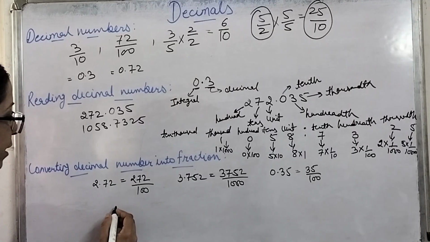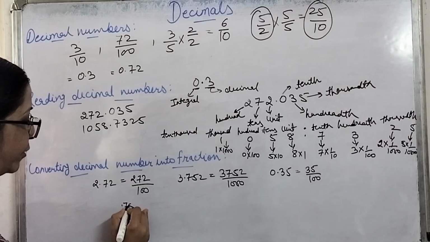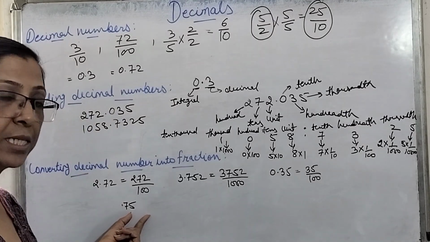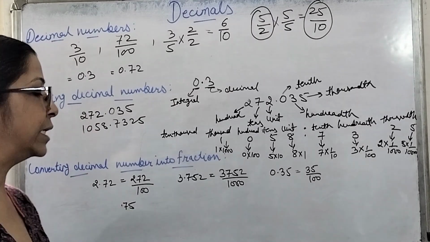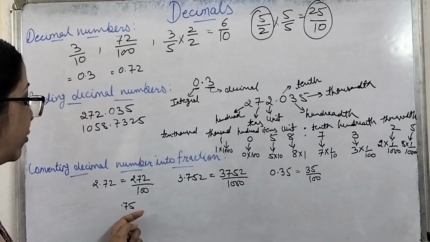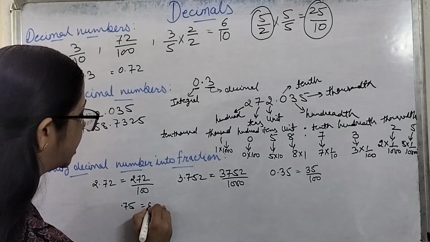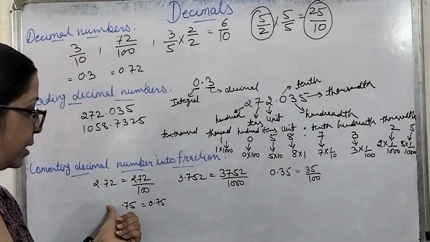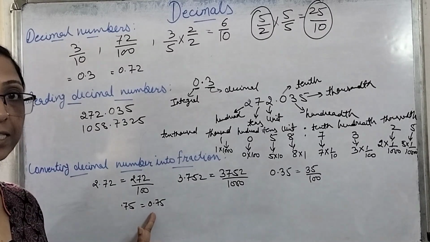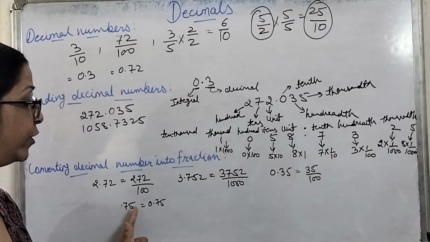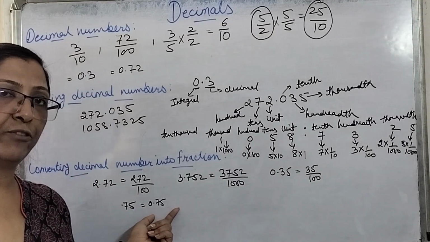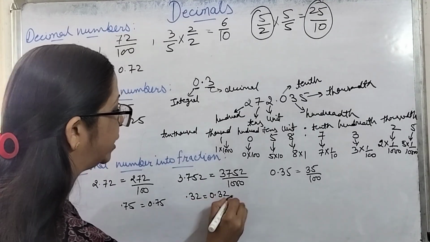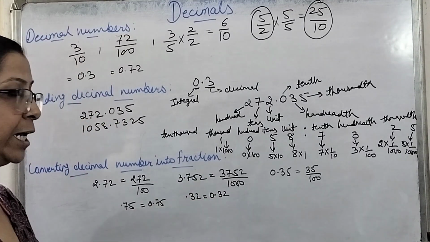If your number is, say, .75, and there is no integral part, directly the decimal part is there, then we can take the integral part as 0. So .75 could even be written as 0.75. If there is no integral part in the decimal number, we can take the integral part as 0. Similarly, .32 could even be written as 0.32. This is how it can be written.